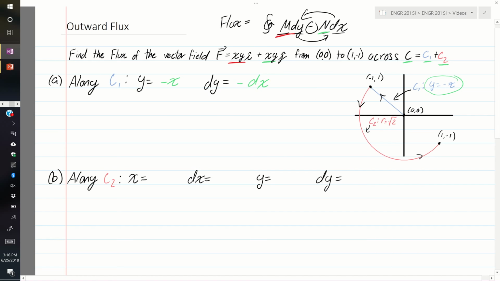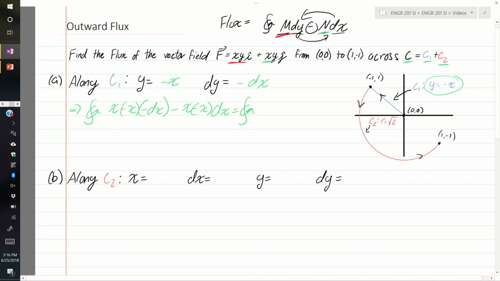So now all I have to do is plug into our flux equation, which is the integral of M, which is xy, y then being negative x, times dy being negative dx, minus N, which is xy again, which is x times negative x, then times dx. Simplify it out.